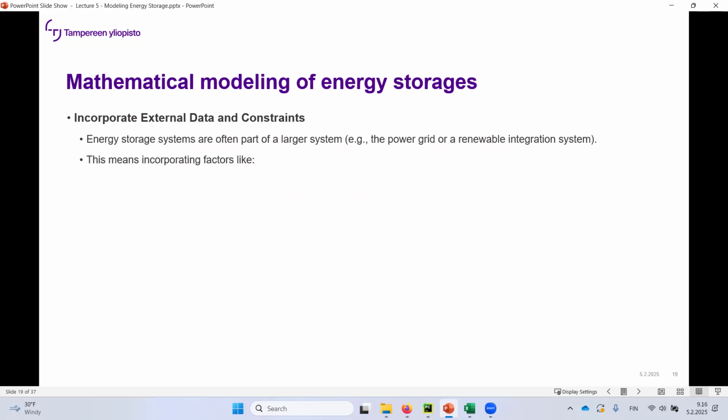So then you have to incorporate external data and constraints. For example, if it's a power system, it's connected to the power grid, which pretty much all the systems that we are interested in are to some extent, because that's the renewable energy connection. Of course, it can be an off-grid system, as I'm going to show you, or what I showed you already on the first lecture and the second one. So that was an off-grid system with battery energy storage.